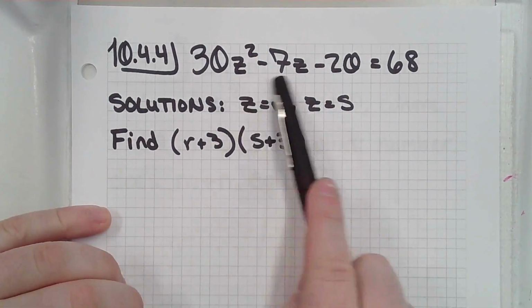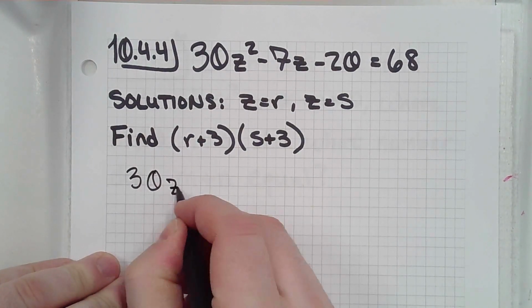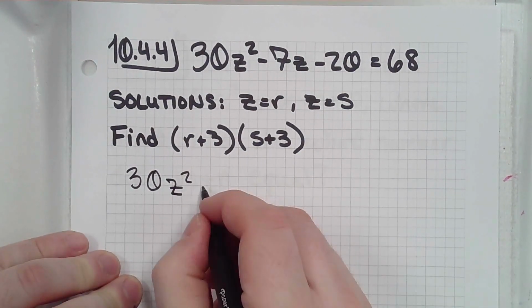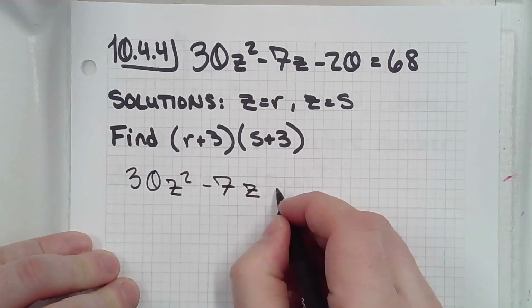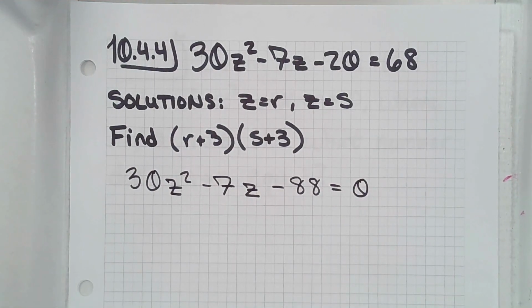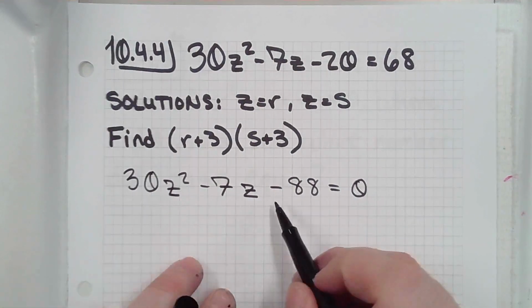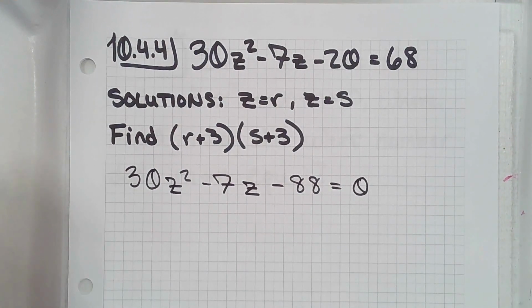So you could try and factor this whole thing, right? We could write it out, 30z squared. Then we've got negative 7z. And then if I subtract 68 from both sides, we end up here. And I need numbers that multiply to 30. There's quite a few. And I need numbers that multiply to negative 8. There's quite a few. And it's negative, so I need a plus and a minus when I factor this. Oh, this is kind of nasty, right? You can totally do that. Find your roots, figure out whatever they are, and then plug them in here and multiply, right?